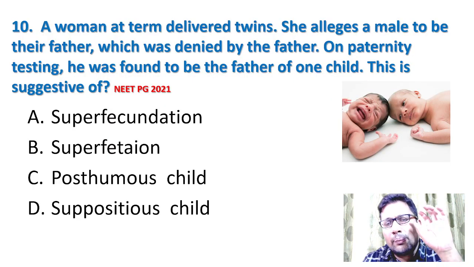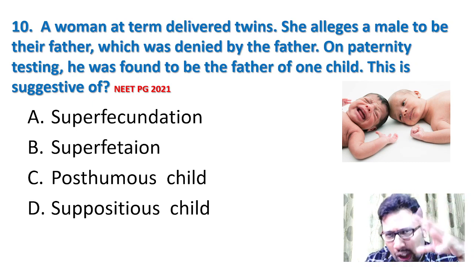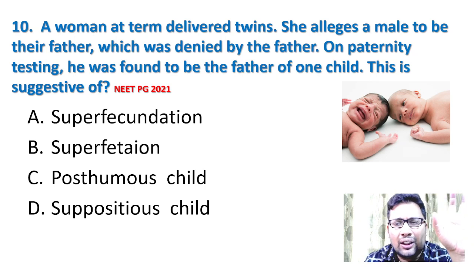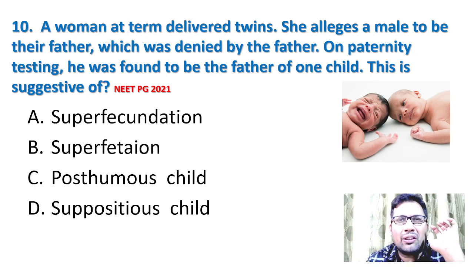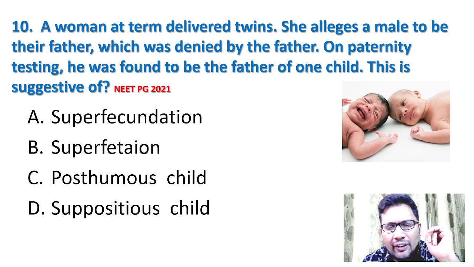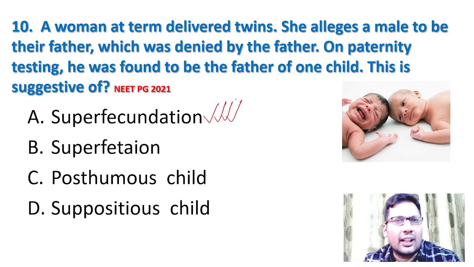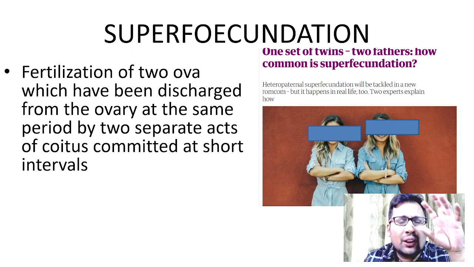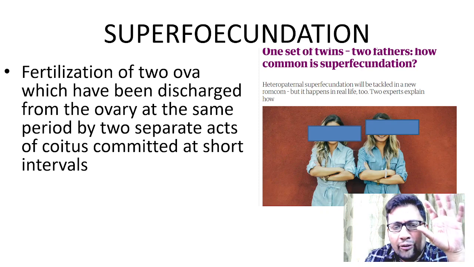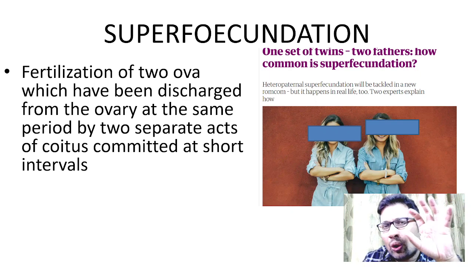A woman at term delivered twins. She alleges a male to be their father, which was denied by the man. On paternity testing, he was found to be the father of one child. This is suggestive of? We can see twins with two different fathers, of the same age, so it must be superfecundation. Superfecundation is fertilization of two ova, which have been discharged from the ovary at the same period, by two separate acts of coitus committed at a short interval.